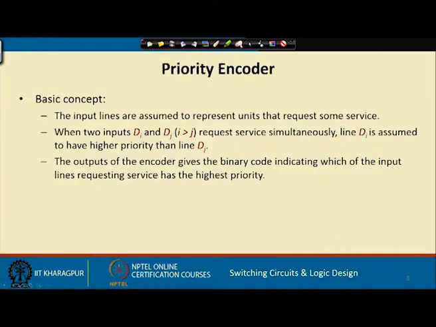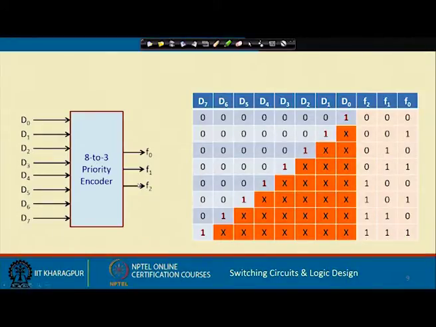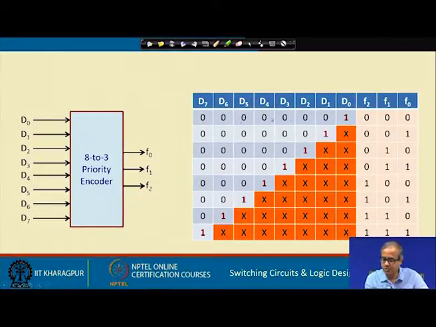Okay. Let us look at the truth table, it will be clear. Think of an 8 by 3 priority encoder. There are 8 inputs, there are 3 outputs. For the first case where only D0 is 1, others are all zeros, there is no ambiguity, it is 0 0 0. But when D1 is 1, D1 has a higher priority than D0. So, D0 will be do not care, D0 can be 0 or 1, does not matter, but D1 is 1 and the rest are zeros, it will be 0 0 1.